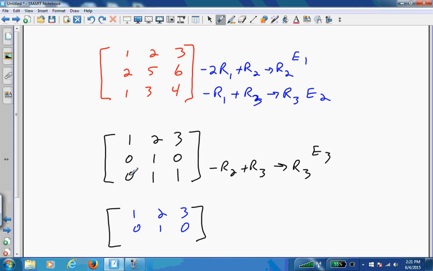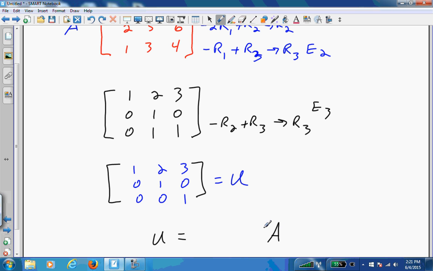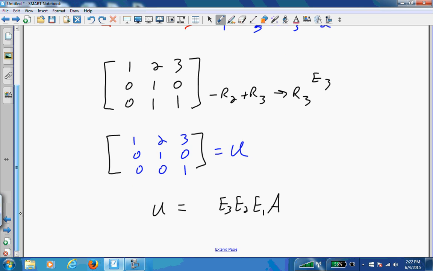The opposite of this one plus that one. So 0, 0, the opposite of this plus that is 1. So that gives us our upper. So if this is A, our upper came from taking A and doing our first, then our second, then our third row operation on it.